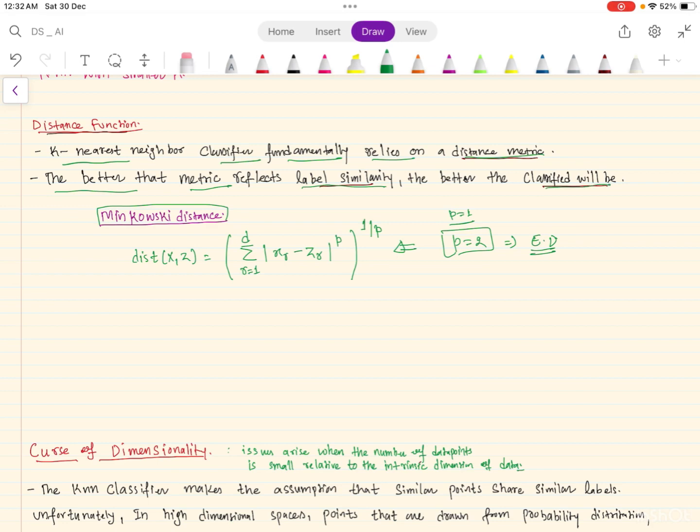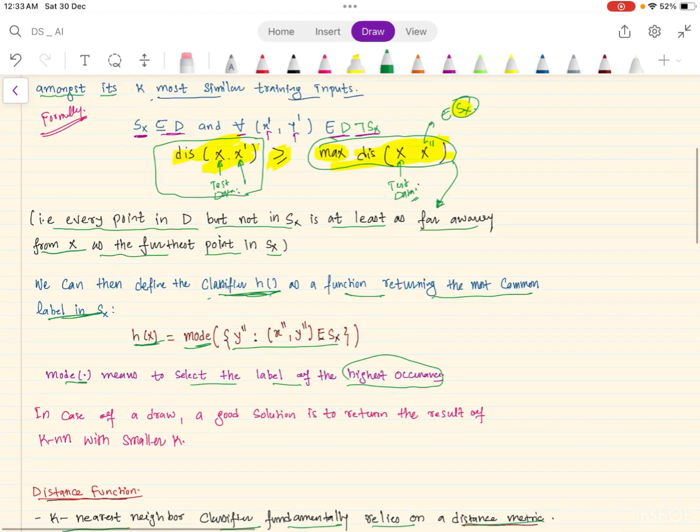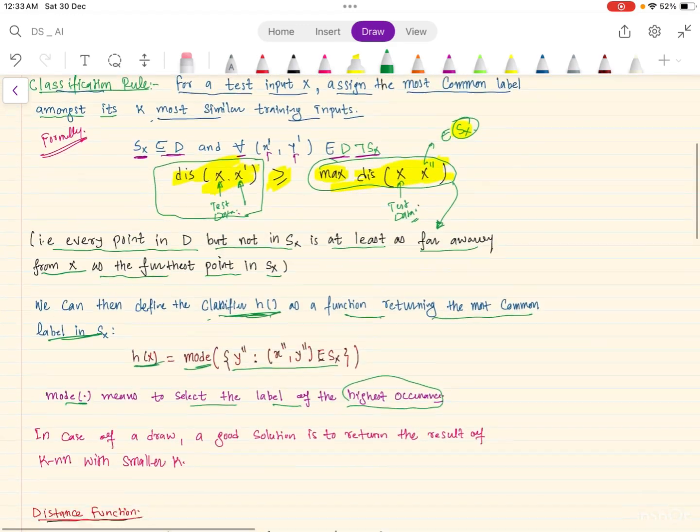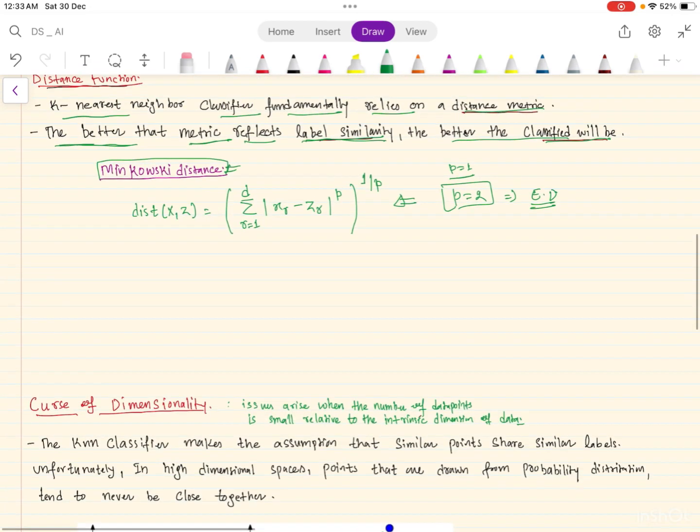So this distance calculation should be taken into consideration because what kind of distance we calculate depends on the problem. That is what is written here: the better the metric reflects label similarity, the better the classifier will be. This is the Minkowski distance, the generalized form of distance. And KNN suffers from one problem: if you increase the dimension of your data set, then KNN is going to fail. That is what we call the curse of dimensionality.